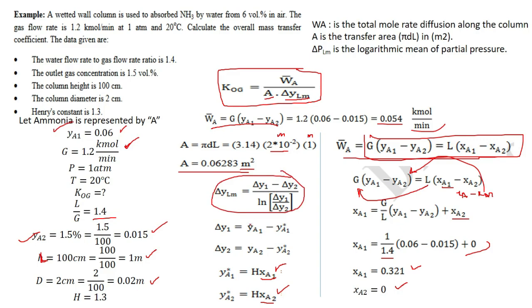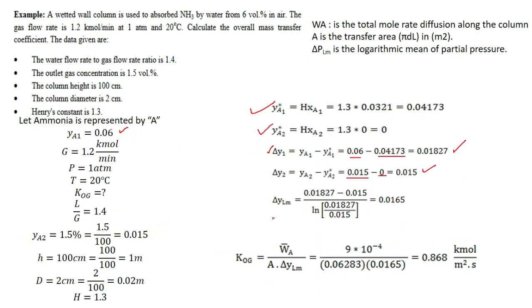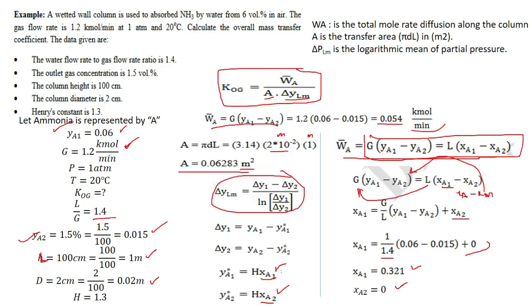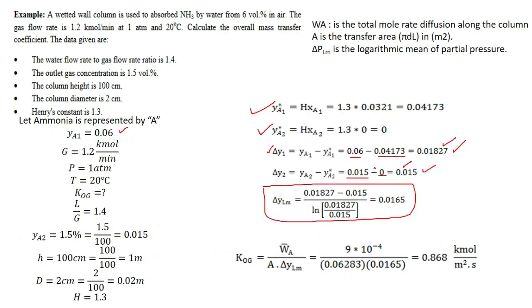So just put the values. You know delta y1 which is 0.018, you know delta y2 which is 0.015. Just put the values, you will get the delta y logarithmic. Now the final thing is this expression. In this expression you know everything. W is 0.054, A is 0.06283, delta ylm you have just calculated. So just put the values, you will get your answer. I hope it is clear now.